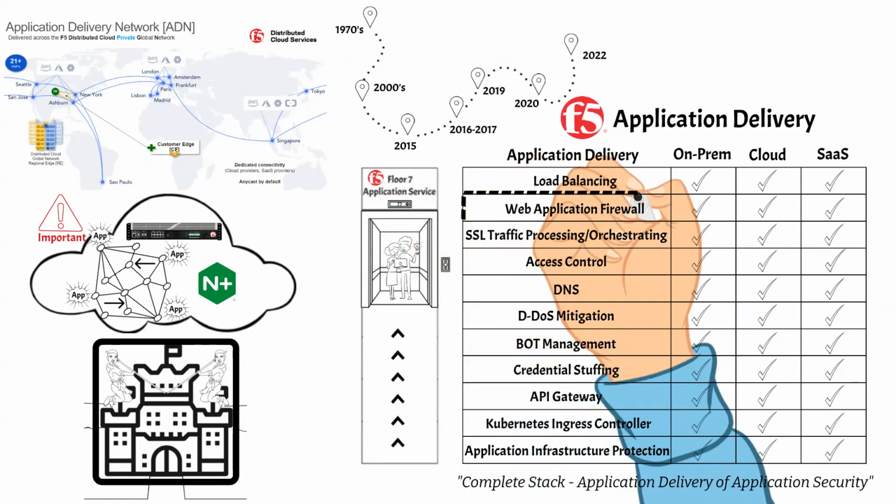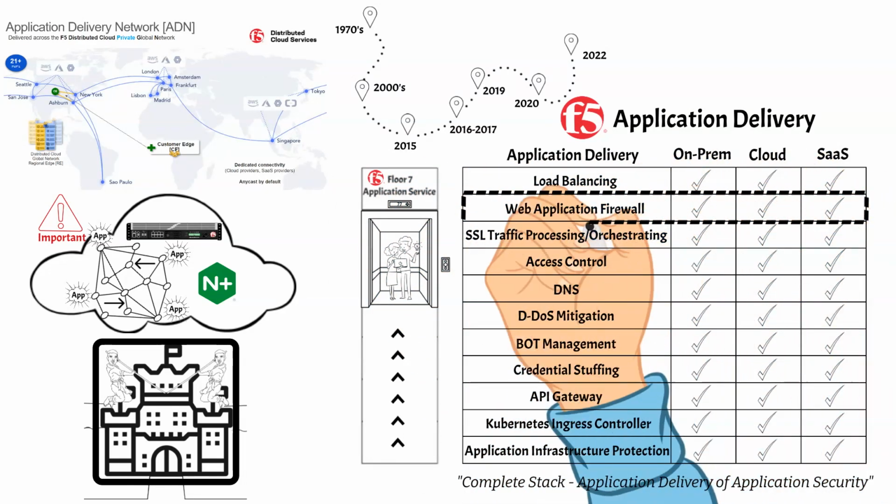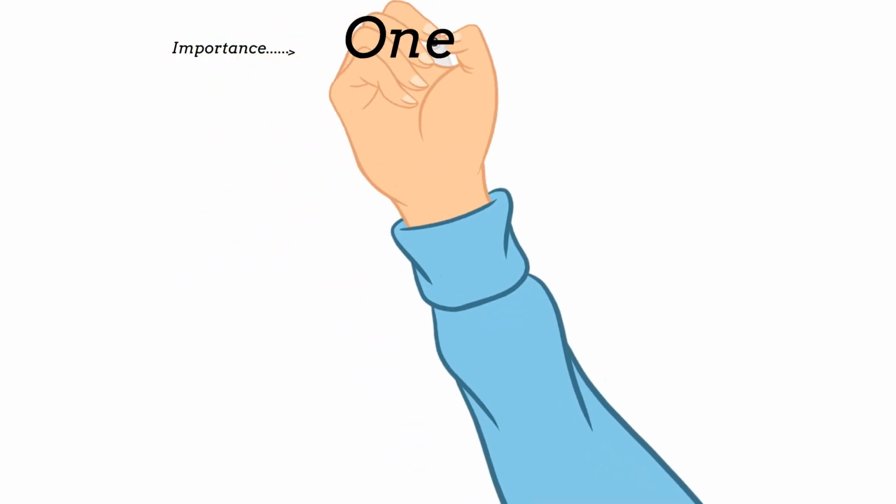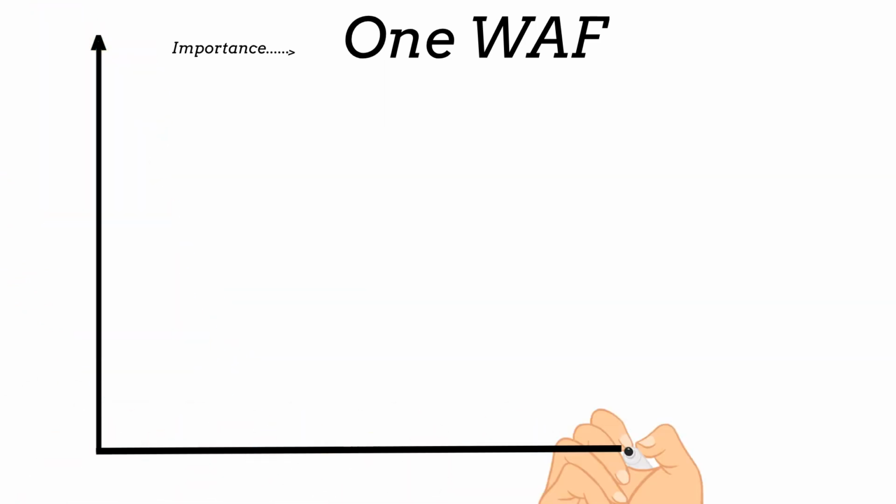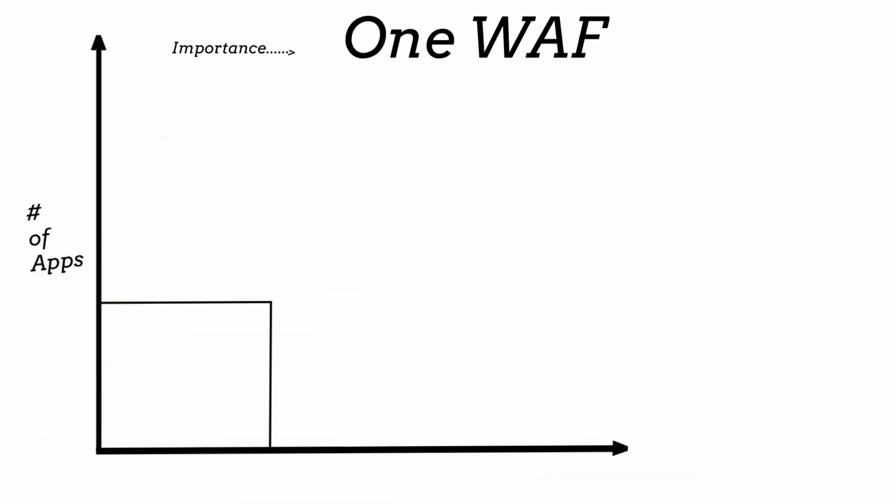Let's look at this one row that crosses all environments and plays an important role in application security, the web application firewall. And to bring further importance to it, let's look at it as one WAF. With the way the world is changing, environments are going from legacy applications, which is here, to the cloud applications, and then to SaaS applications.